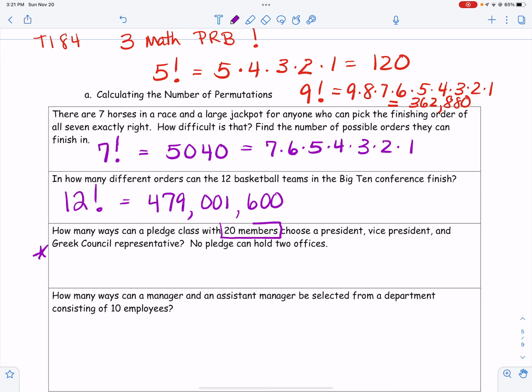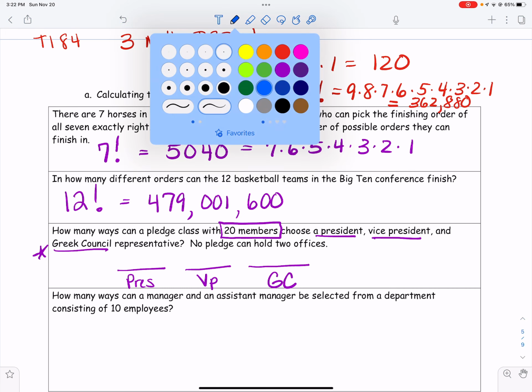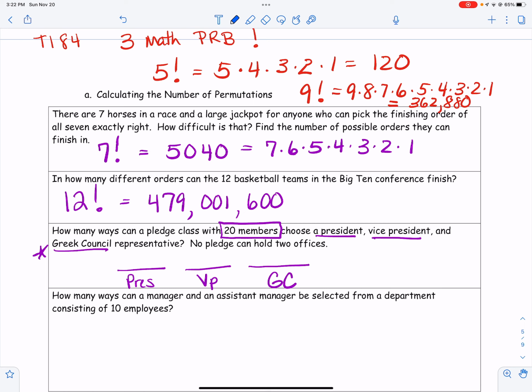Okay. Now the next 2 are not exactly complete factorials because you have a total of 20 members and you are choosing 3 positions, okay? So we've got 1 position for president, 1 position for vice president, and 1 position for Greek council. And nobody can fill the same position. You can only be one thing at a time.